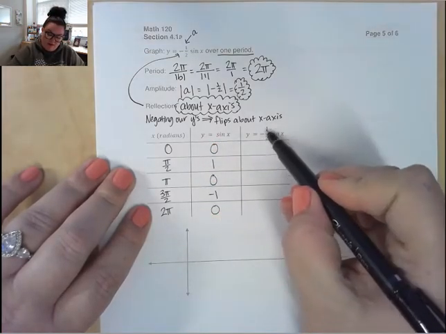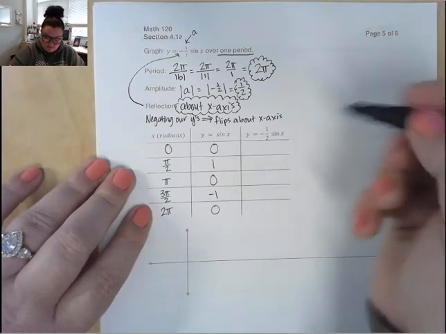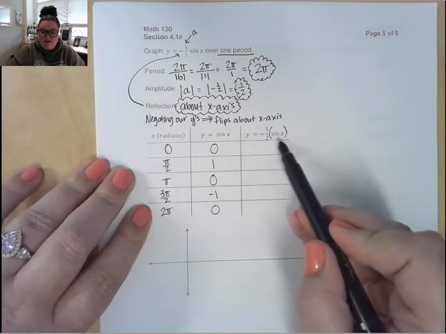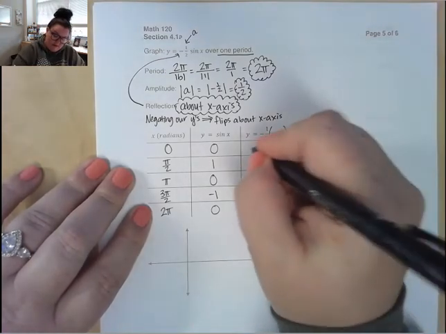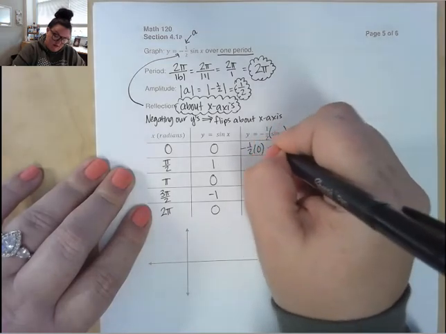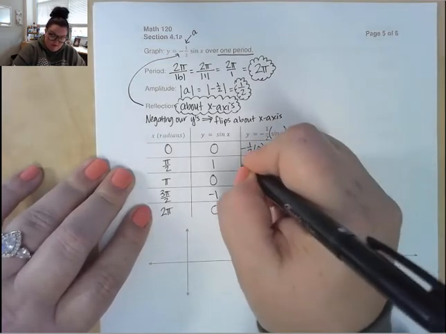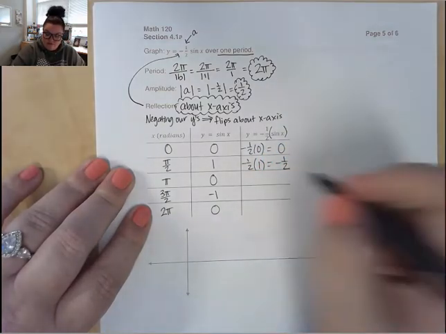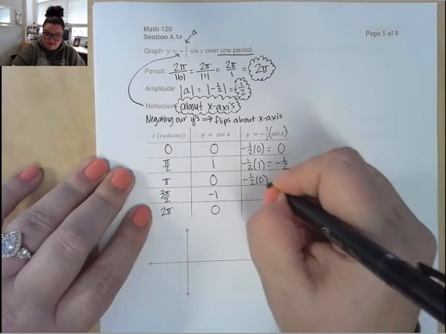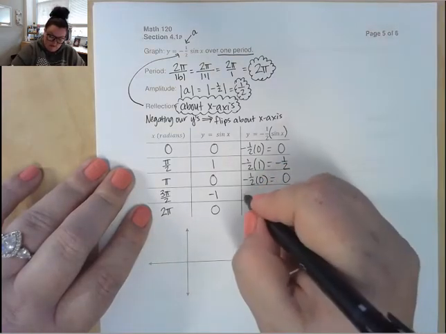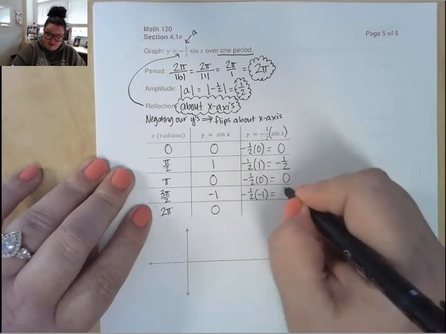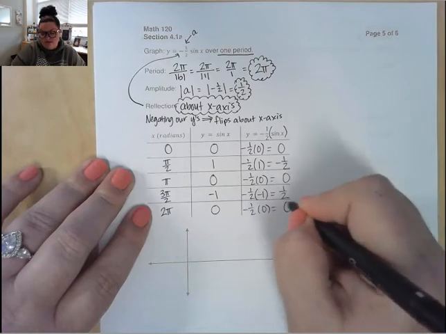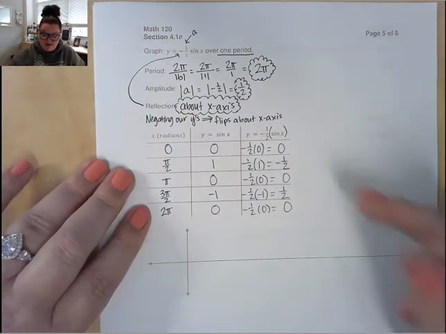And then to fully complete our transformation, now that we know what sine x is, we have to figure out what negative 1/2 sine x is. So we're going to multiply all of our sine values by negative 1/2. Negative 1/2 times 0 is 0. Negative 1/2 times 1 is negative 1/2. Negative 1/2 times 0 is 0. Negative 1/2 times negative 1 is positive 1/2. And negative 1/2 times 0 is 0. So now I have all of my points.